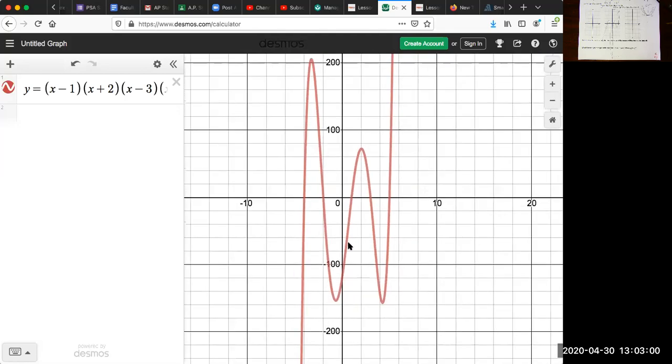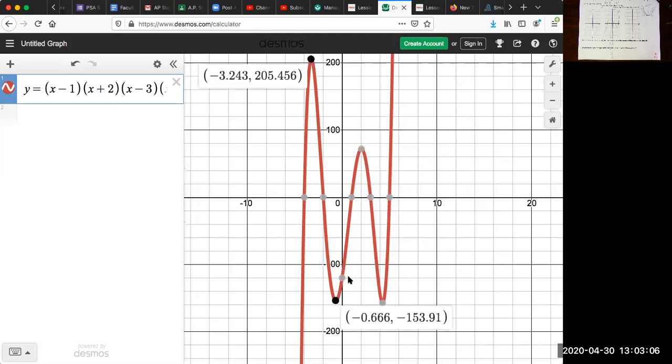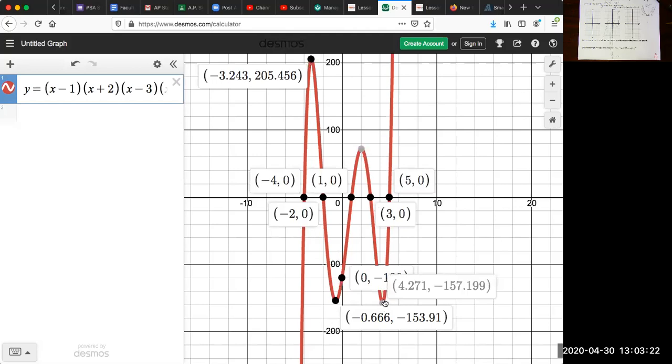So we can see we started down here. We had to go way up to the top here. We had to go way down here. You can see our y-intercept is 0, negative 120. These are our roots. Okay. And this is a relative maximum, a relative minimum, a relative maximum, a relative minimum. Changing and augmenting this shape augments the other shapes.